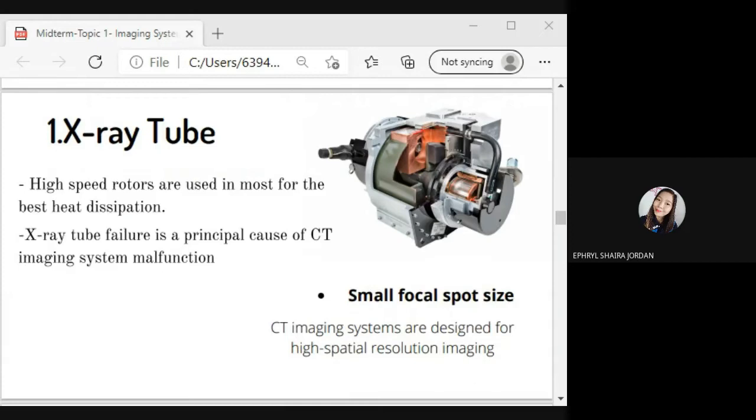Since the X-ray tube is used for a longer time in CT scan as compared to conventional X-ray, the X-ray tube should have high heat capacity. And one way to achieve that is to have high-speed rotors, because X-ray tube failure is a principal cause of CT imaging system malfunction. So the X-ray tube has to be durable, it really has to last long.